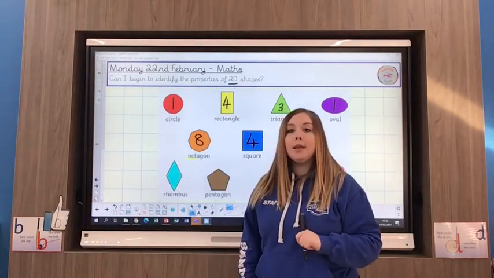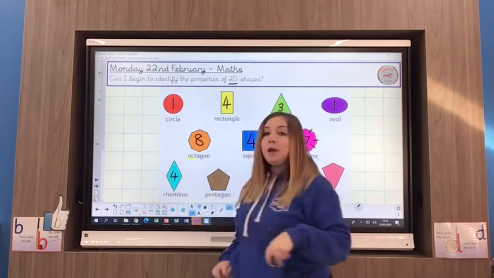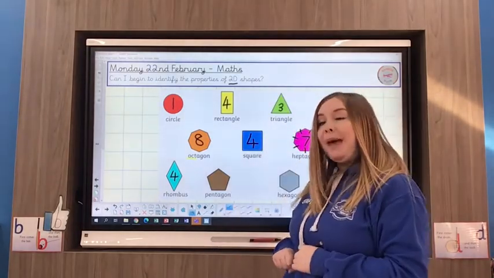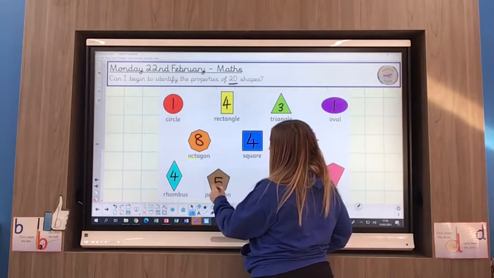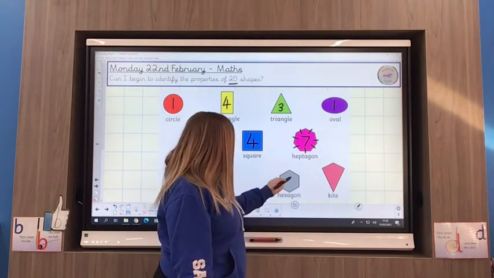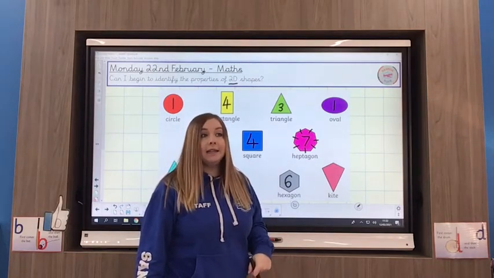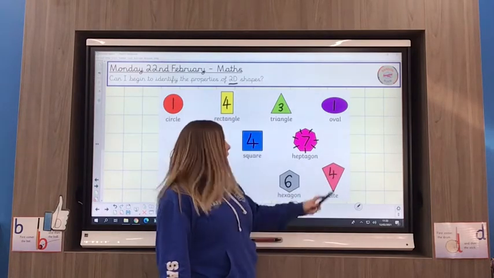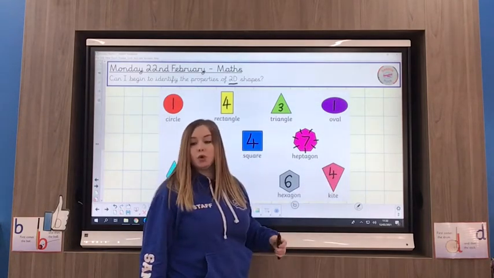Here we've got a rhombus which has got 4 sides, and in a rhombus, all of those sides are the same length. We've got a pentagon, which always reminds me of a house, and that's got 5 sides. We've got a hexagon, which has got 6 sides. And then we've got a kite, like something that we fly in the air, and it's got 4 sides, 2 that are longer and 2 that are shorter.